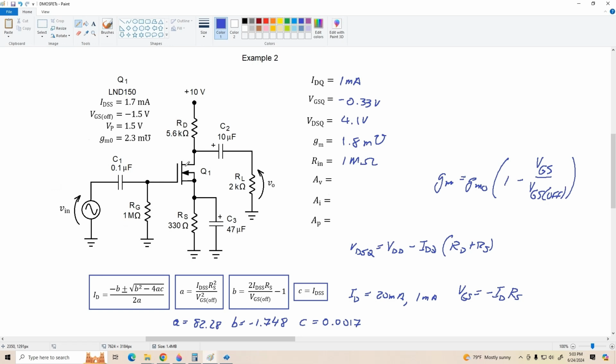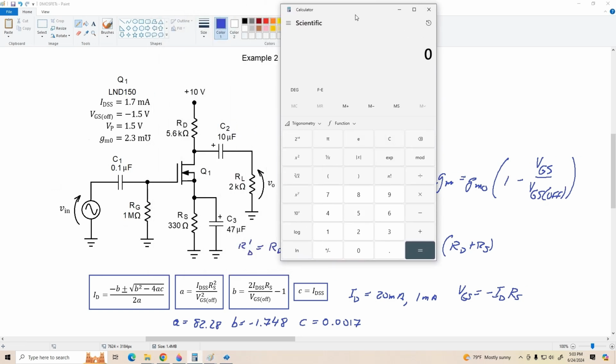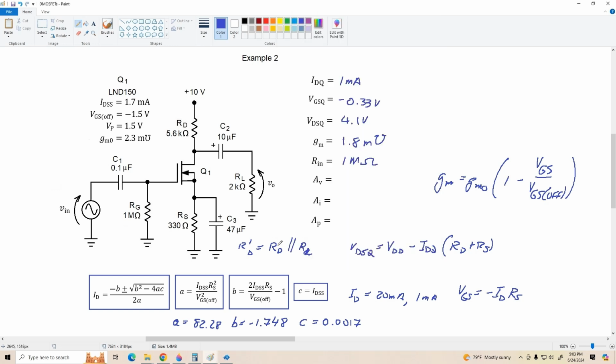Voltage gain, well, we need to find R prime D first. R prime D equals, remember, RD in parallel with RL. So, that's a little messy. Let's see what we get here. RD is 5.6K and RL is 2K. And that gives me about, let's say, 1.5K for R prime D. Okay, it's approximately 1.5K ohms.